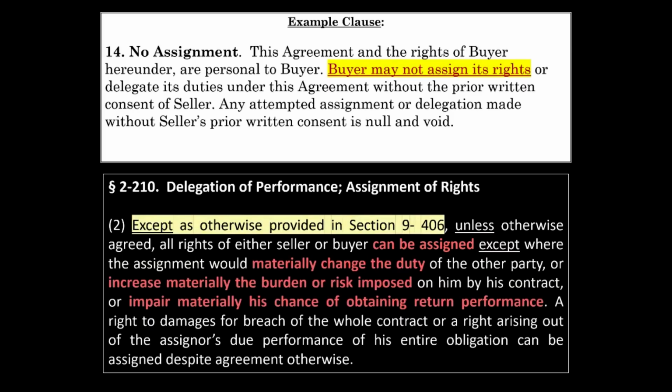Note the introductory clause to subsection 2, which makes a reference to section 406 of Article 9 of the UCC. Article 9 is, of course, beyond the scope of this course, but that section says that despite the parties' agreement to the contrary, a seller in a contract for the sale of goods may assign its right to payment from the buyer to a third party in connection with the seller's financing arrangement with that third party.